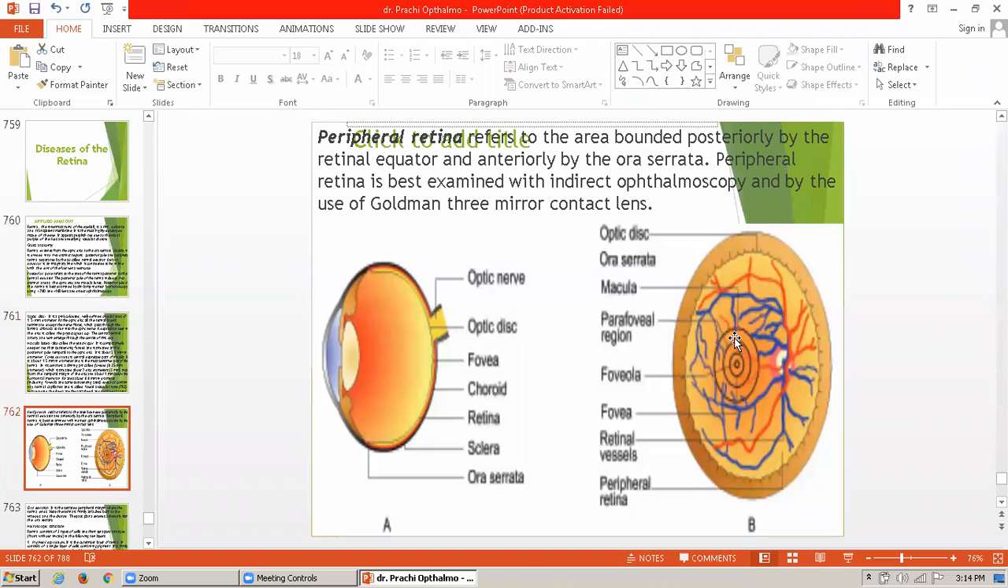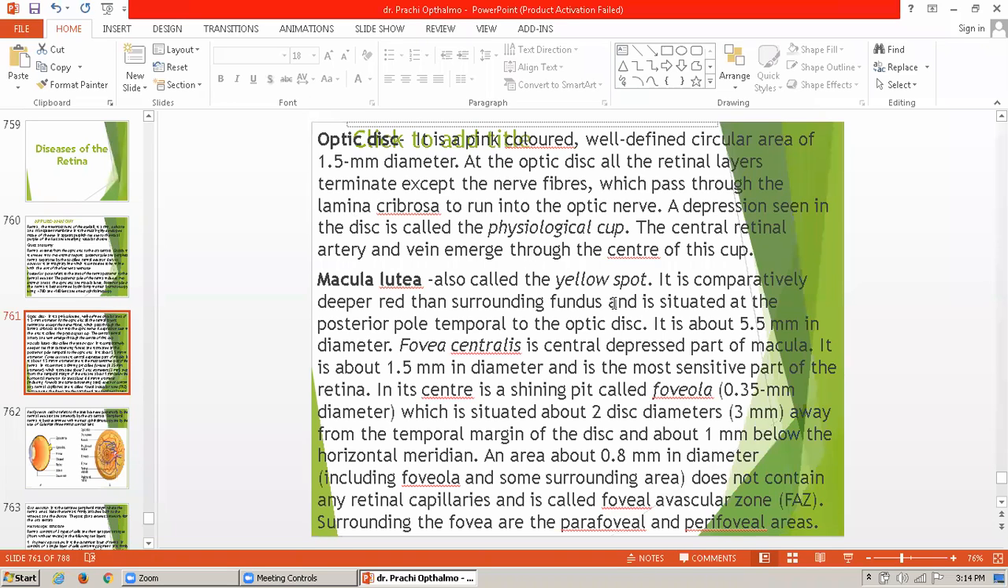This is the macula lutea. It is also called the yellow spot. It is comparatively deeper red than the surrounding fundus and is situated at the posterior pole, temporal to the optic disc. It is about 5.5 mm in diameter. The fovea centralis is the central depressed part of the macula, about 1.5 mm in diameter, and is the most sensitive part of the retina.